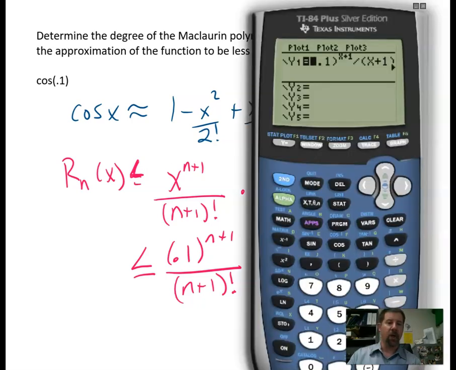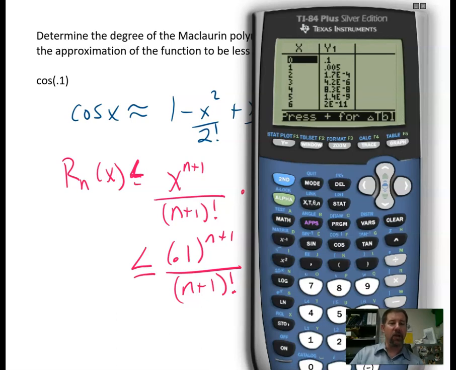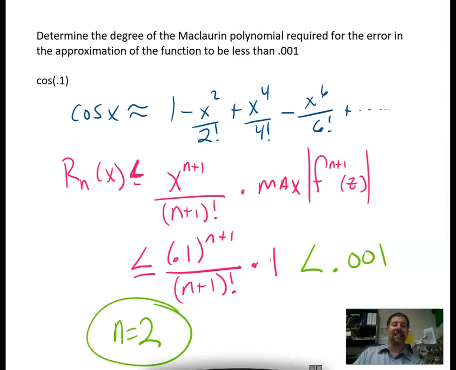So I'm going to plug my remainder into y equals, and then I'm going to go to my table. When I look at my table, for my remainder to be less than 0.001, I have to have two terms. So I'd only need a second degree polynomial.